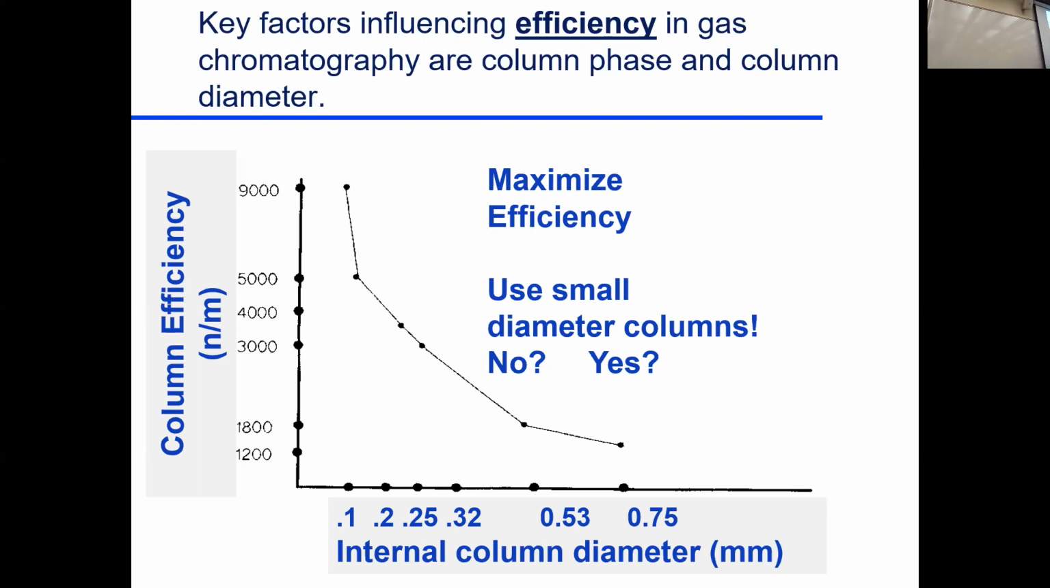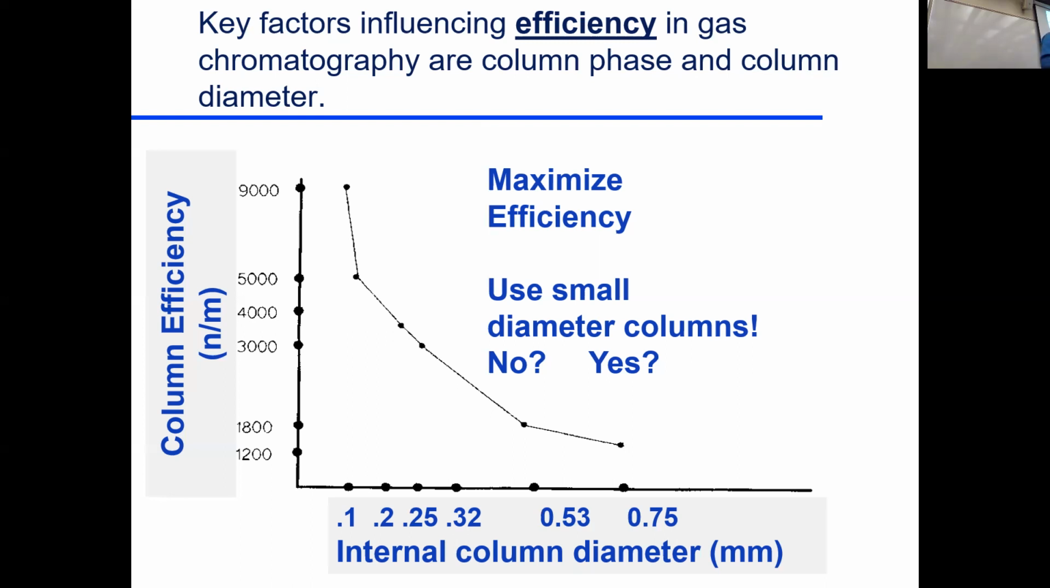Here's a range of column diameters that we use in chromatography today. The largest you see is 0.75 millimeters. That's a large column by today's standards. Our smallest column is typically around 0.1 millimeters. When we look at the relationship between column diameter and separating efficiency, what do we want? We want the bigger number. What gives us the biggest unit separation? Small columns. The tinier the column, the more efficient.